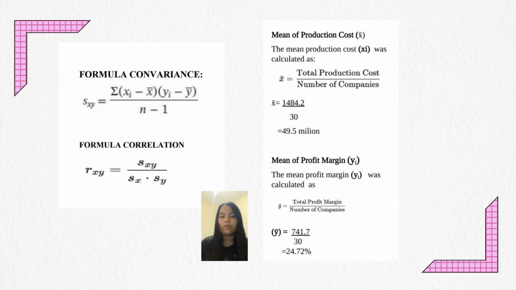This is for our mean of production, which is xi. We calculate total production cost divided by number of companies, so we get 1484.2. We divide it by 30, so we get 49.5 million. So mean of profit margin, we get yi. We get total profit margin divided by number of companies, so it's 741.7 divided by 30. So the answer is 24.72%.